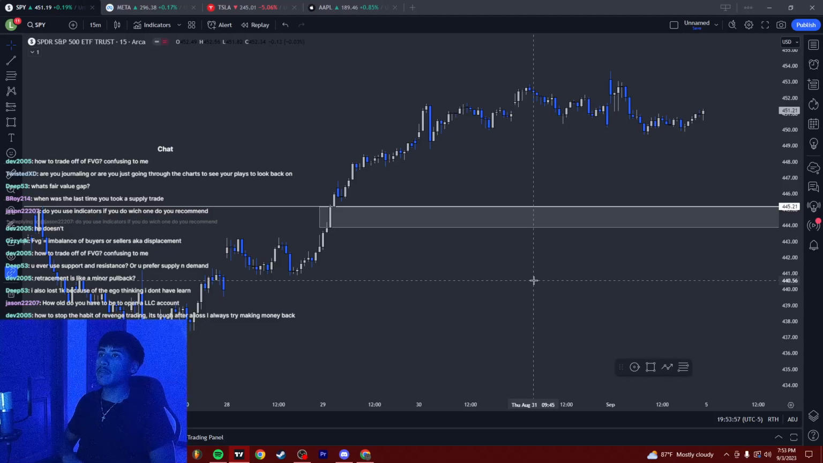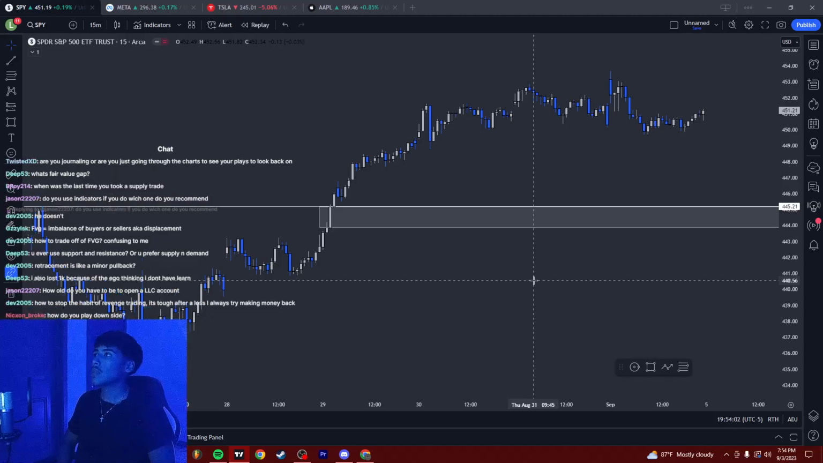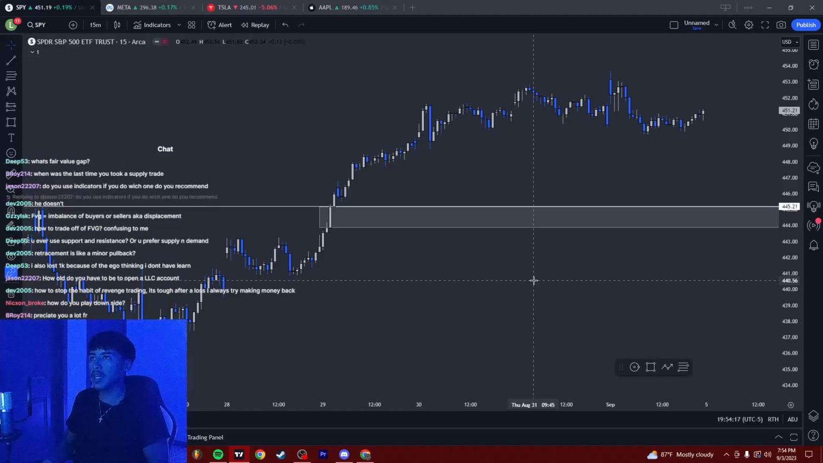How to stop the habit of revenge trading is tough after a loss. Always try making the money back. Size down. If you take a loss that's heavy and you're like, fuck, I need to make my money back, you're going to revenge trade. But if you size down and lose a minuscule amount of money compared to your account size, you'll be like, oh fuck it, I know I'll make it back. I just gotta wait for the next setup.